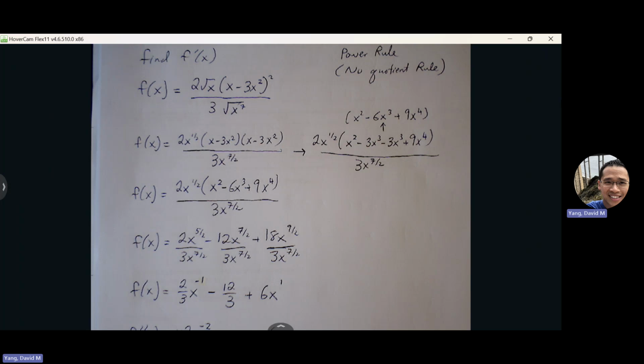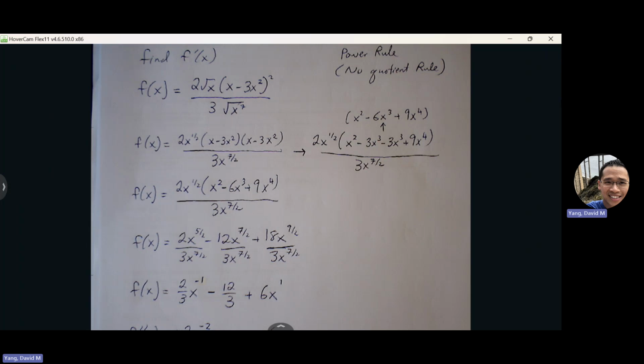So I decided to start off by FOILing out my parentheses squared. Careful, we do want to write that out twice. Otherwise, if you just square the 2 through, you're going to miss out on that middle term. So write it out twice, get those 3 terms to expand out. And then you can distribute the 2x to the 1/2 through. Once you distribute that through, you can start separating into individual fractions.